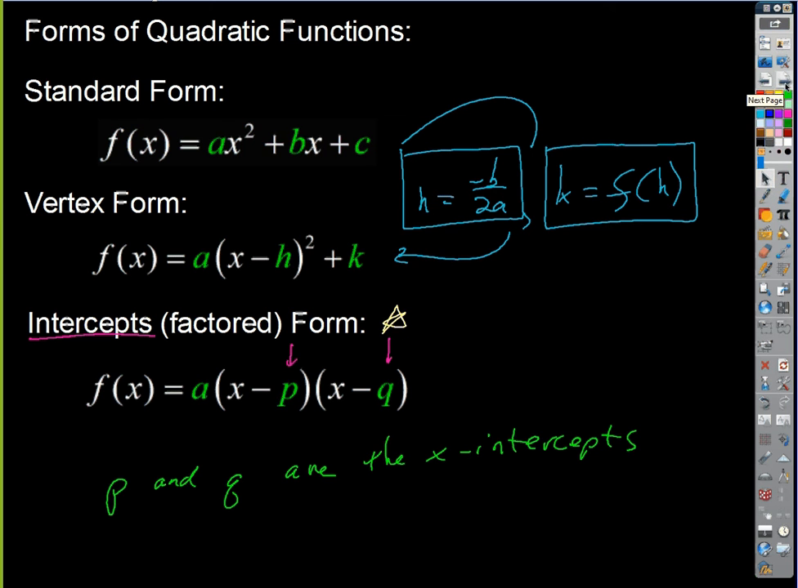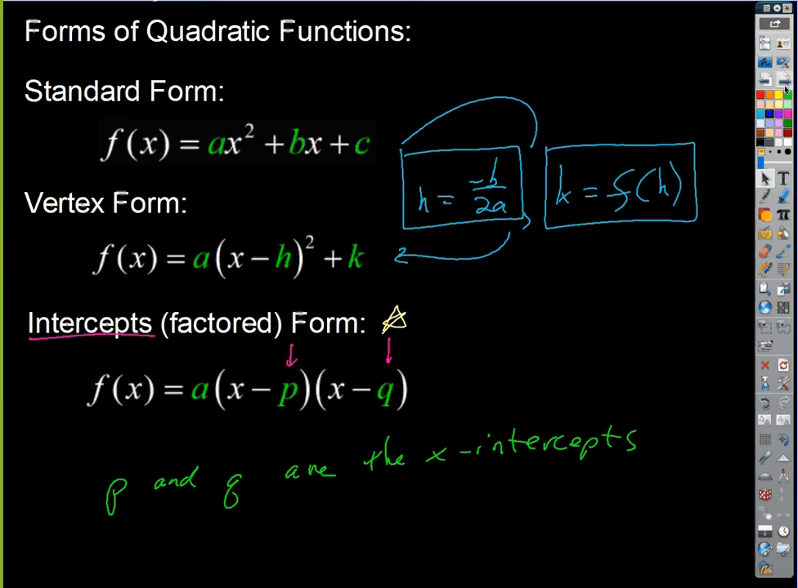So let's try some examples. What we want to be able to do today is practice two things. We want to know how to graph functions in factored form, intercepts form. Super easy. I would say it's at least tied with and maybe even easier than graphing in vertex form, and you'll see why. And then we want to be able to convert between these different forms, but most of that stuff we've already done. The hardest stuff we've already done.